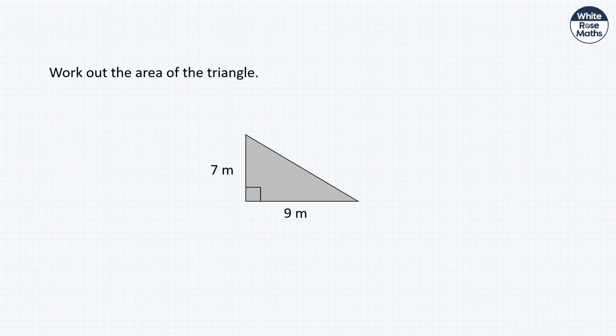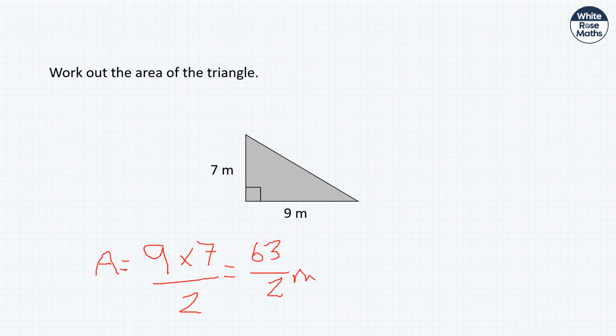This next one, work out the area of the triangle. Area of the triangle is going to be base times height divided by 2. So it's 9 times 7 divided by 2. 9 sevens are going to be 63. So it'll be 63 halves meters squared. Or I can write it as a mixed number or a decimal. So that'll be 31.5 meters squared, because 62 divided by 2 is 31.